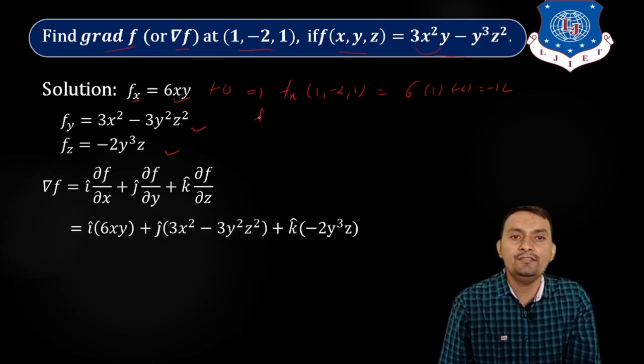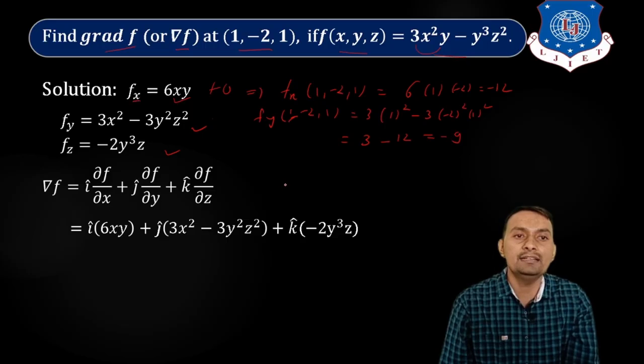So whenever you find fy at (1, -2, 1), it will be 3 times x equals 1 squared, minus 3 times y equals (-2) squared, z equals 1 squared. When you simplify, you get 3 minus 12, that is minus 9. And fz at (1, -2, 1) will be the y coordinate, that is -2 raised to 3, so -8, and minus 2, that is 16. So you will get 16.